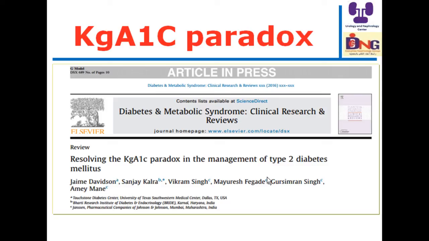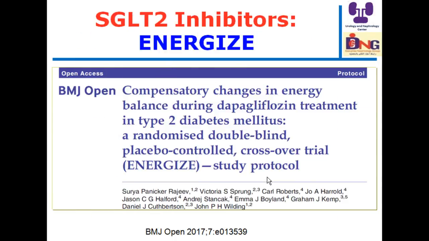the reduction of A1C is beneficial because it reduces glucose toxicity. However, there are side effects of drugs that increase body weight. This means if glucose control is associated with body weight gain, this will ameliorate and reduce the beneficial effects gained by glucose reduction. So if we look in detail, we'll find sodium glucose cotransporter 2 inhibition is associated with reduction of A1C and reduction in body weight. So it resolves the kg-A1C paradox.